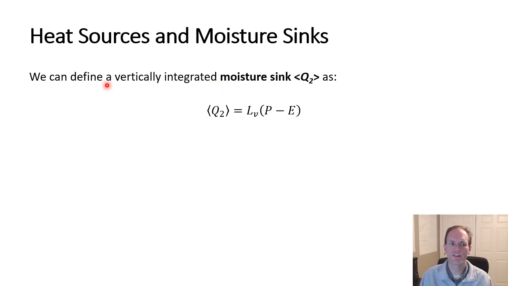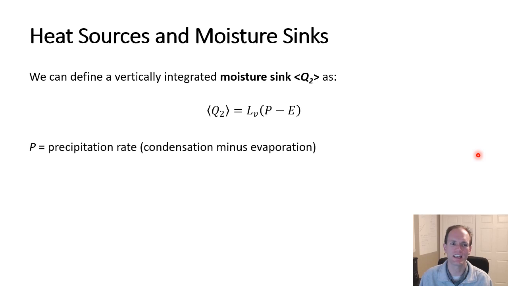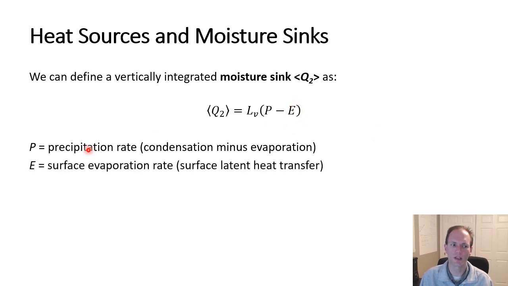Likewise, we can also define a vertically integrated moisture sink. We'll call this Q2. Because it's vertically integrated, we'll put brackets along it here as well. And this term looks somewhat simpler here, and it's entirely associated with phase changes of water, so a latent heating process. P again is our precipitation rate, condensation minus evaporation. But here it's offset by this E term here, which is related to surface evaporation.